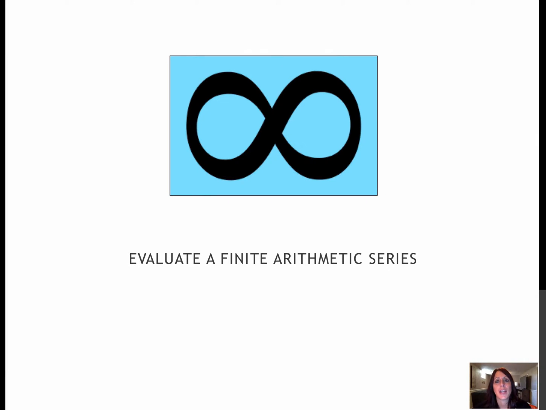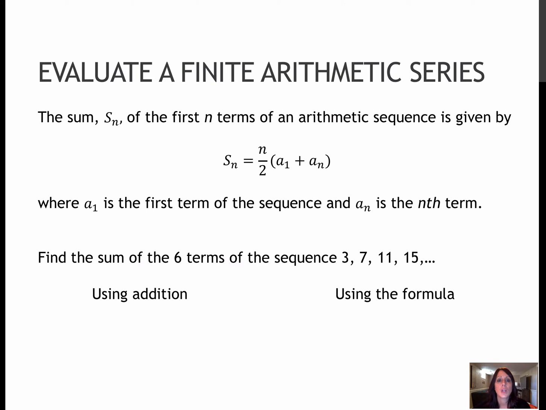To evaluate an arithmetic series, in essence, we're going to be finding the sum of the first specific number of terms. So to find that sum, again, this is a formula that I would just write down and keep handy because it's a pretty easy formula to use. What we're going to do is find the sum of however many terms, and that n, that sub n, will tell us how many terms we're actually finding the sum of.